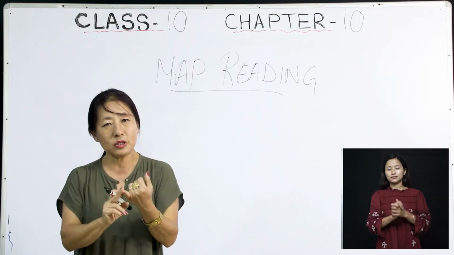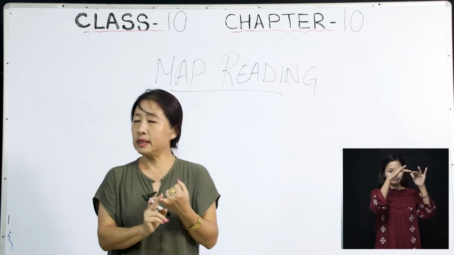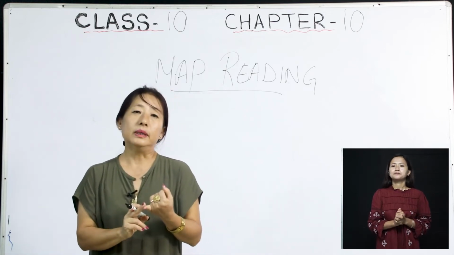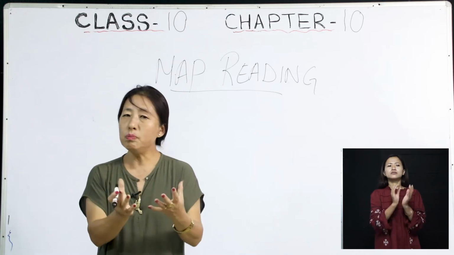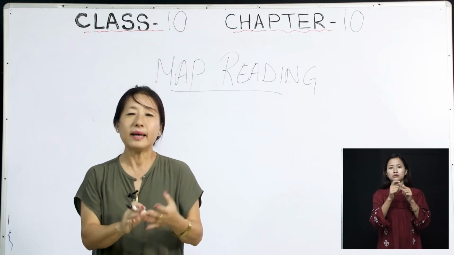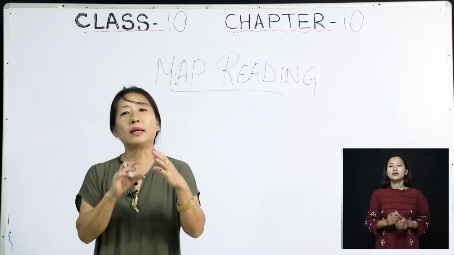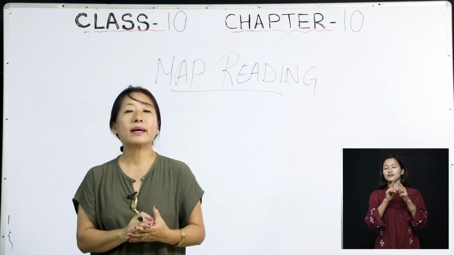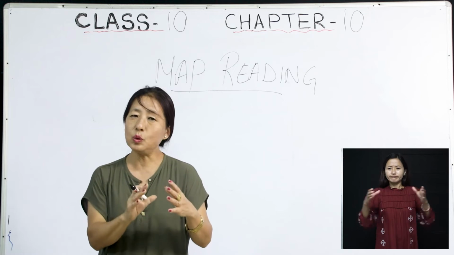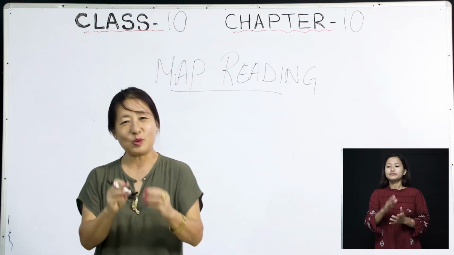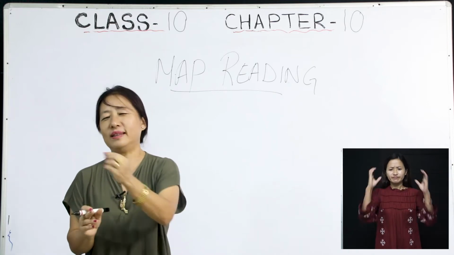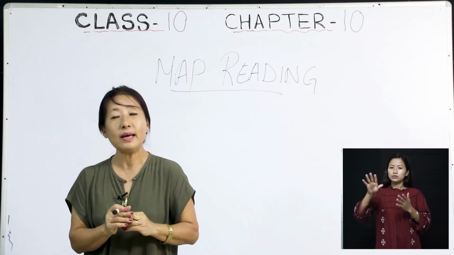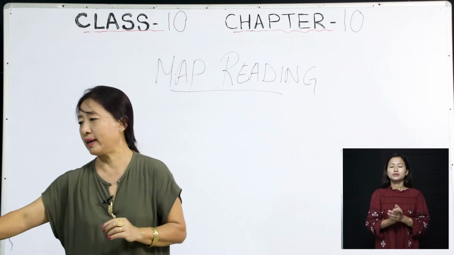So map means a representation of the Earth on a flat surface. Globe means the true model of the Earth. Then atlas means a book of map collection. So that is to do with the definition. Please make sure you remember it. If you are confused, then refer to the textbook. Please make sure of that.